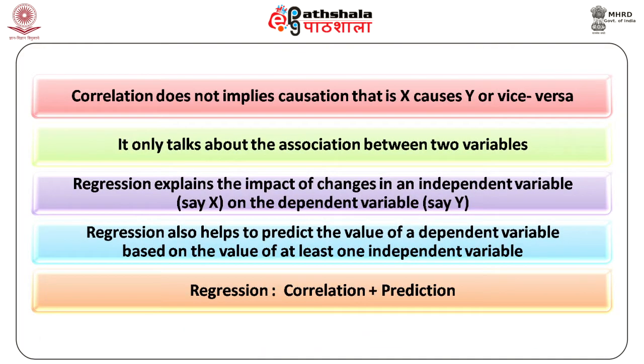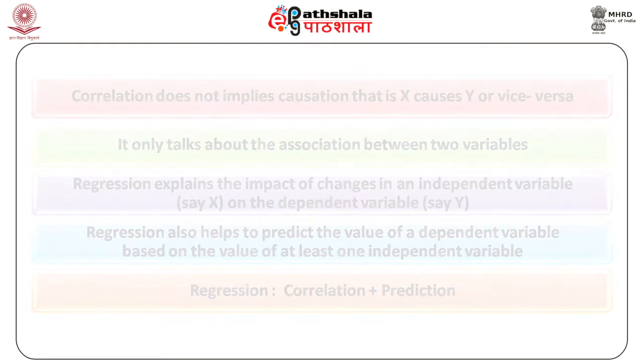Correlation does not imply causation, that is, x causes y or vice versa. It only talks about the association between two variables. Regression explains the impact of changes in an independent variable, say x, on the dependent variable, say y. Regression also helps to predict the value of a dependent variable based on the value of at least one independent variable. Regression is about correlation plus prediction.